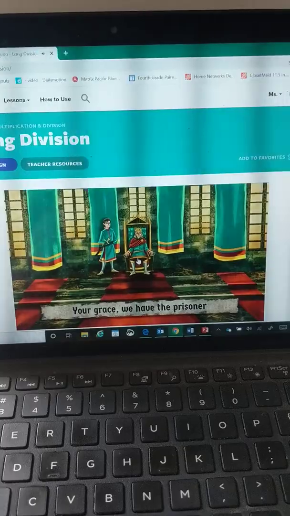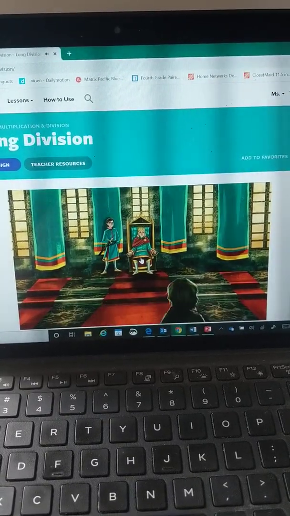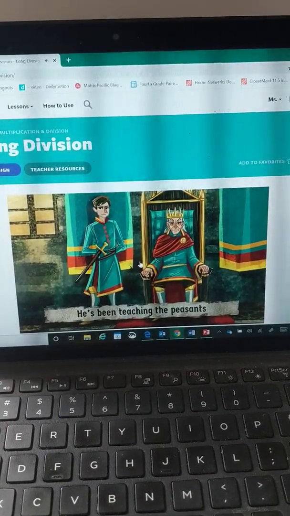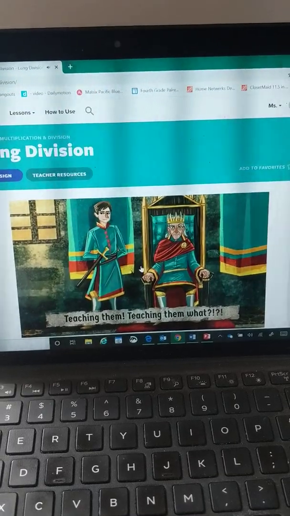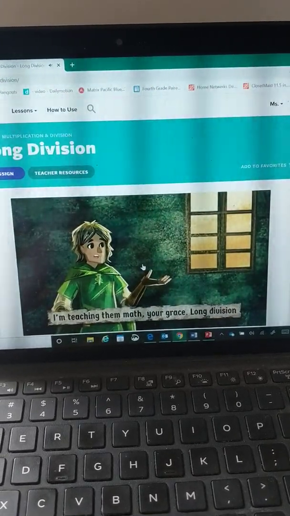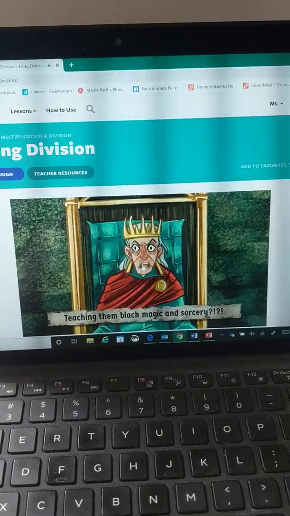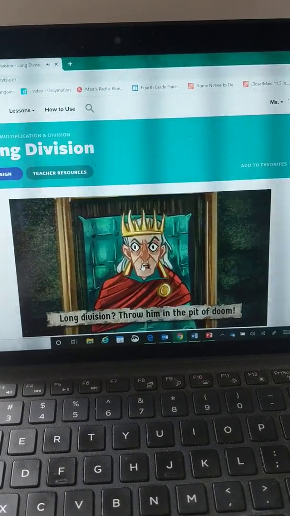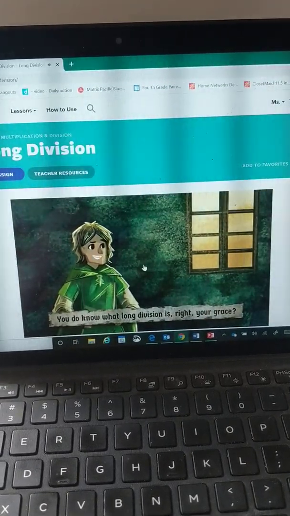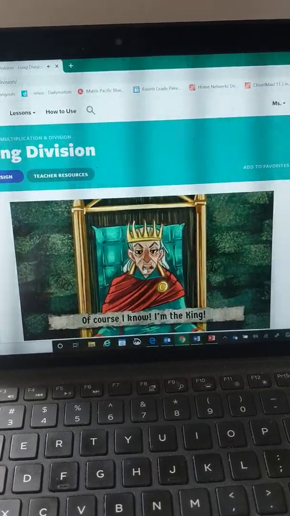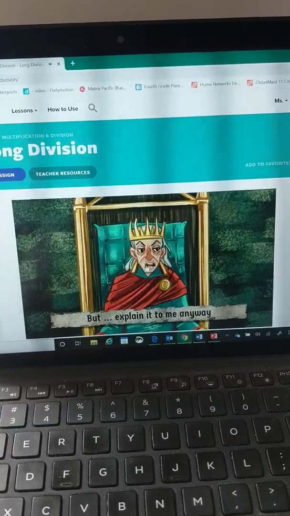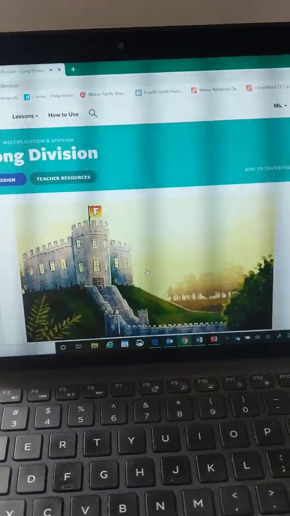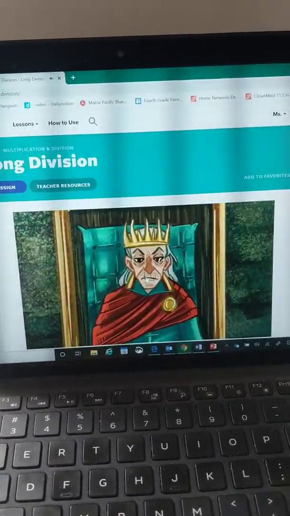Your Grace, we have the prisoner. Bring him forth. He's accused of holding classes in the forest, Your Grace. He's been teaching the peasants. Teaching them? Teaching them what? I'm teaching them math, Your Grace, long division. Teaching them black magic and sorcery? No, Your Grace, it's long division. Throw him in the pit of doom. You do know what long division is, right, Your Grace? Of course I know. I'm the king. But explain it to me anyway. I'll go warm up the pit, Your Grace. Don't forget your motions.